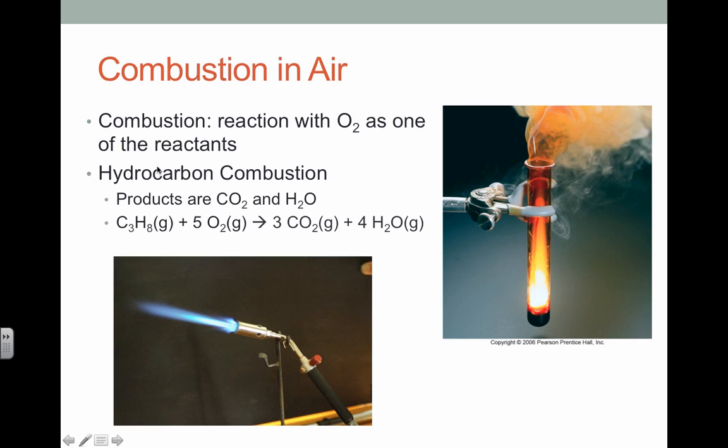Now, this reaction is a little bit different than the magnesium oxygen reaction in one sense, but it also has some things in common. What they have in common is that bonds are being broken and new ones are being formed. But what's different about this one is that we're talking about molecular compounds, so we're talking about covalent bonds being broken and formed, which is a little different than ionic ones.